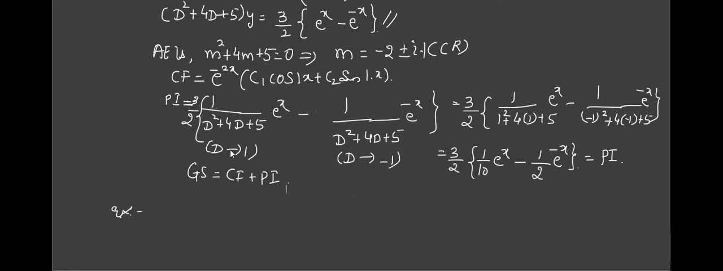One example, you can take it for homework. Y double dash plus 4y dash plus 5y is equal to 3 into e raised to -2x.